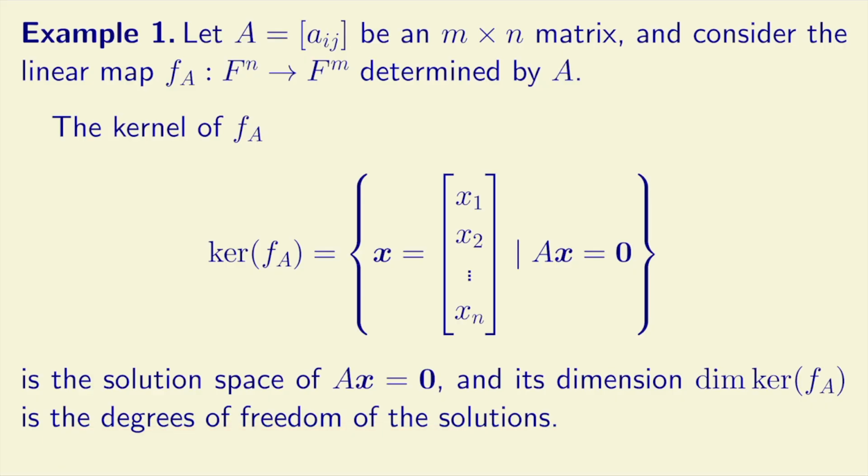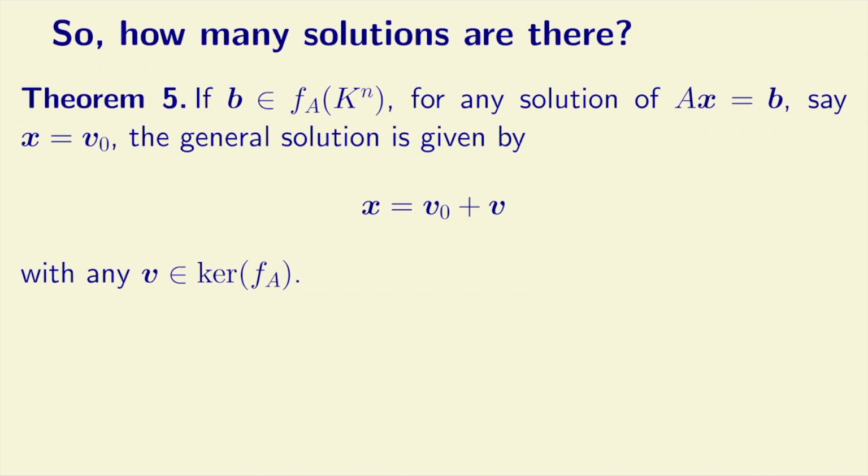Okay, so we figured out when a solution exists, but how does the kernel tell us how many solutions there are? That brings us to our second key question. Theorem 5 gives us the answer. If b is in the image of the linear map and we have a specific solution, say x equals v naught, then any other solution can be expressed as x equals v naught plus v, where v is any vector from the kernel. Wait, why is that true?